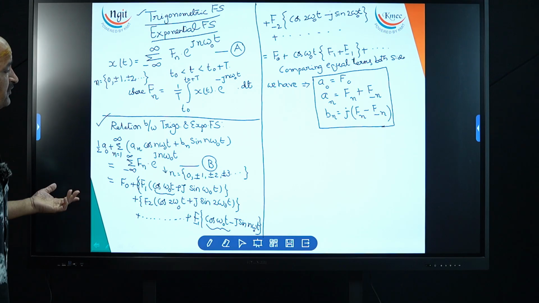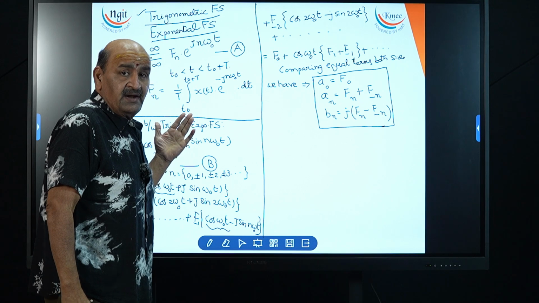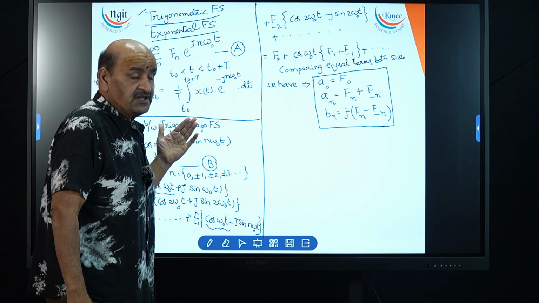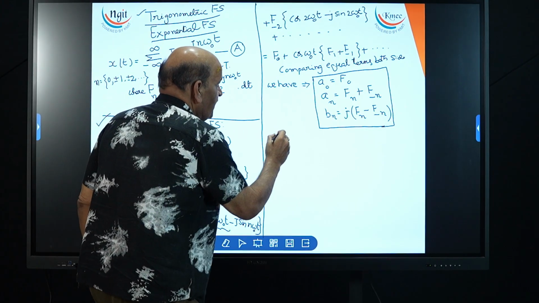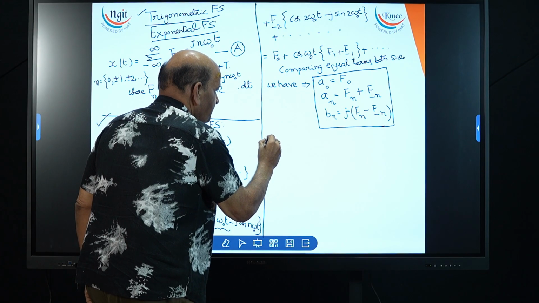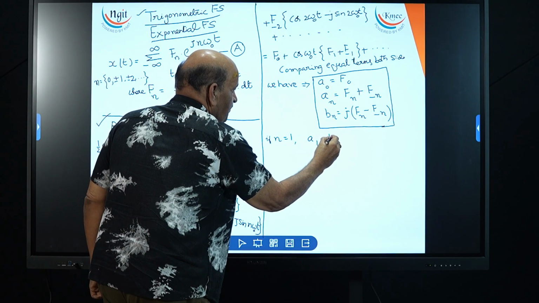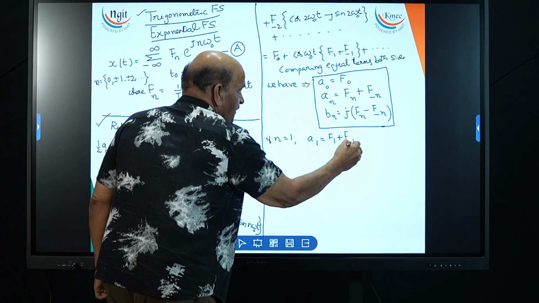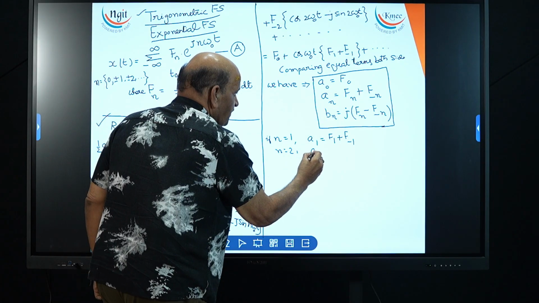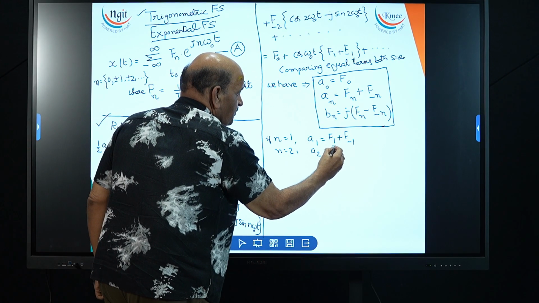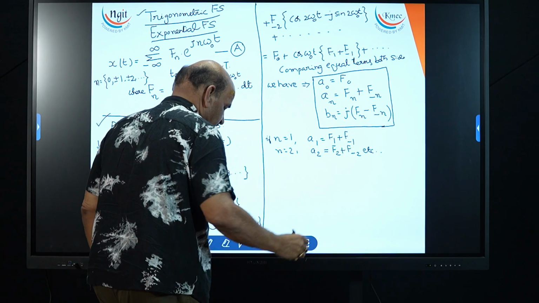Very, very important. For 2 marks questions in the examination, they ask: write the representations of the relation between the trigonometric Fourier series and the exponential Fourier series. Here it is sufficient to write like that. But for example, A naught equals F naught. If n equals 1, then A1 equals F1 plus F minus 1. If n equals 2, then A2 equals F2 plus F minus 2, and so on. In this way it continues.